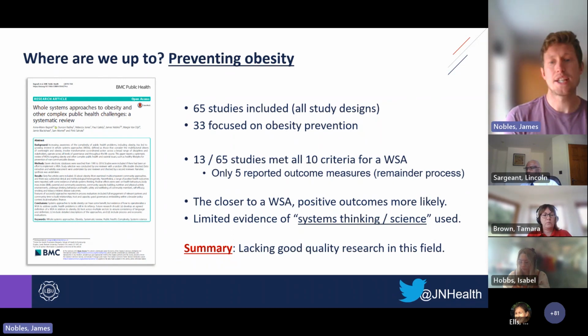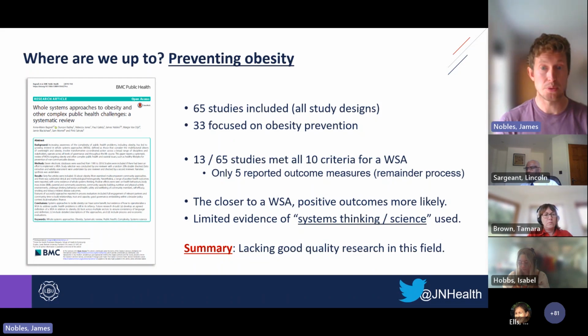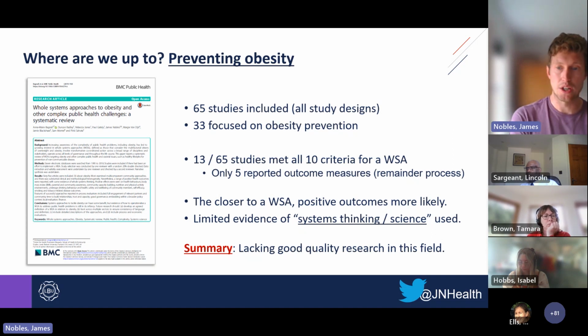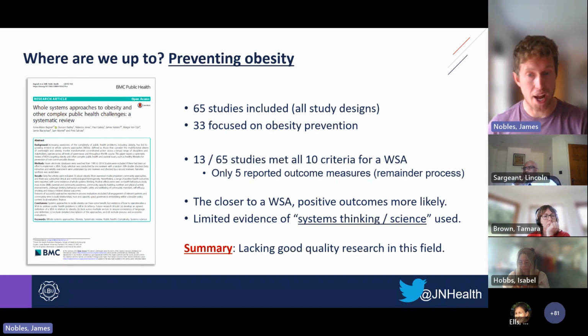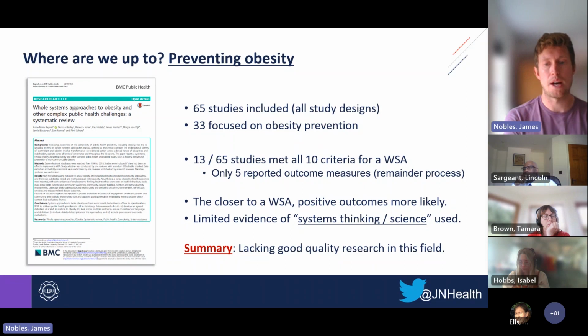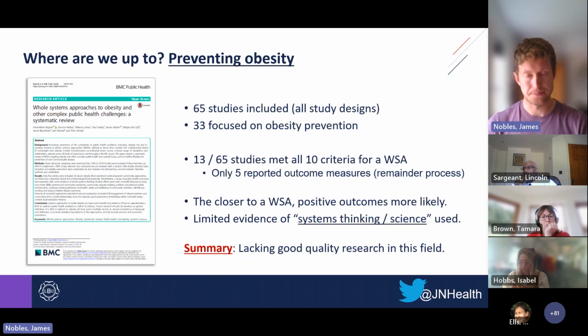But one of the other main things that we found within this was that there's very little systems thinking or systems science being used within these studies. So the majority of the interventions that were included were maybe multi-level or multi-stakeholder interventions rather than more of a comprehensive systems approach, which I talked about on the slide before. And I'll also come back to this a little bit later.